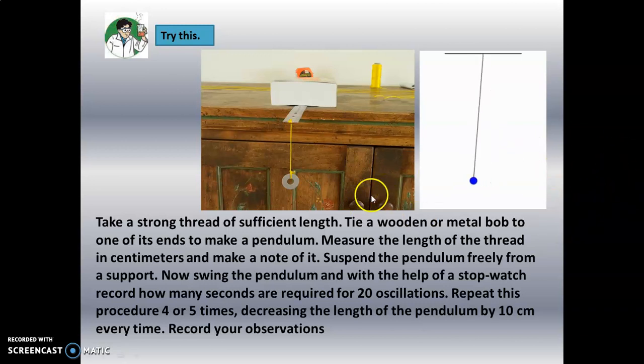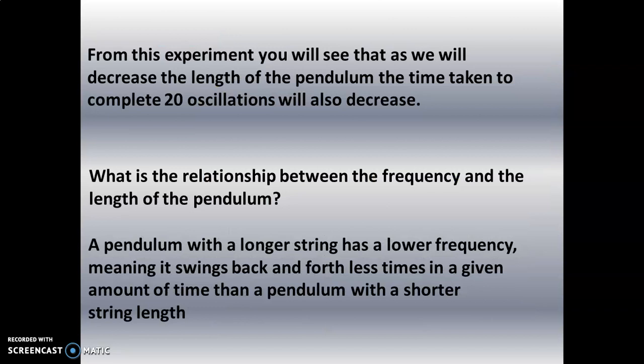So from here to here to here to here is one oscillation. Like that I am going to record 20 oscillations. Then I am going to decrease the length of the pendulum every time and record the time that is required for 20 oscillations. From this experiment, we will see that as we decrease the length of the pendulum, the time taken to complete 20 oscillations will also decrease. So less length, less time it will take.